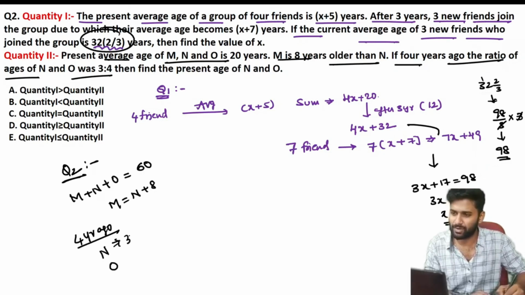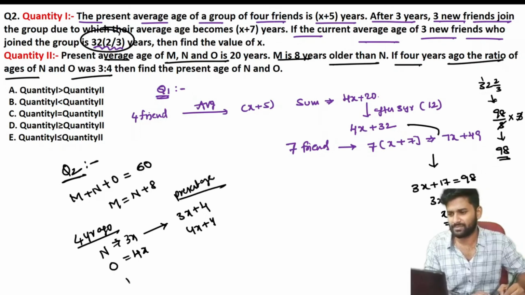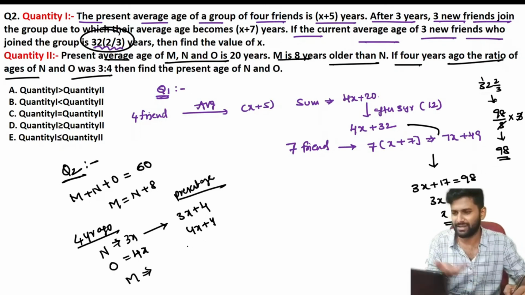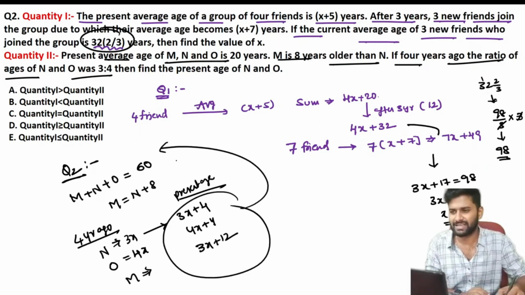If N is equal to 3x, then O is equal to 4x. Now what about the present? It is 3x plus 4 and 4x plus 4. These are the present ages. Now, what about M? M is 8 years older when compared to N. So here it is 3x plus 12. Now you already know that the sum of their ages is exactly equal to 60.